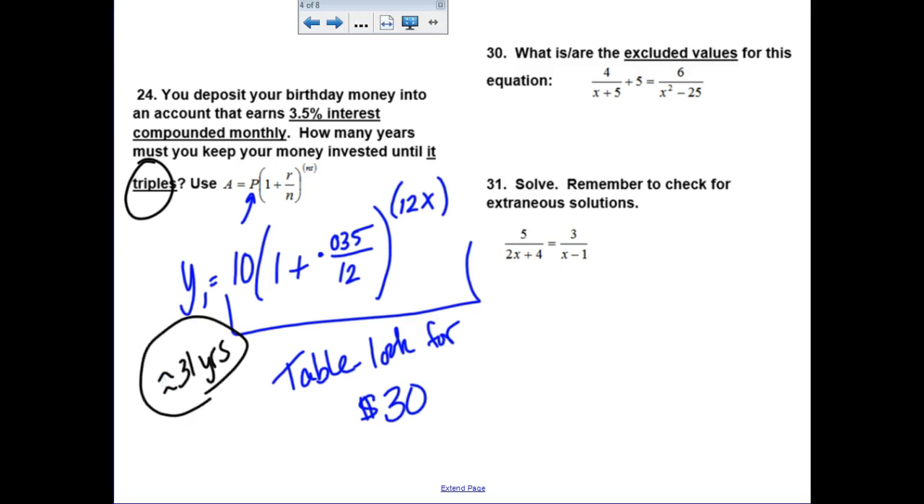Okay. So, that's the way the answer is going to look on your question. It'll say something like between so many and so many years, or about 5 years, or whatever the answer is. I don't know. All right. What are the excluded values? It's a concept that was on our post-test.